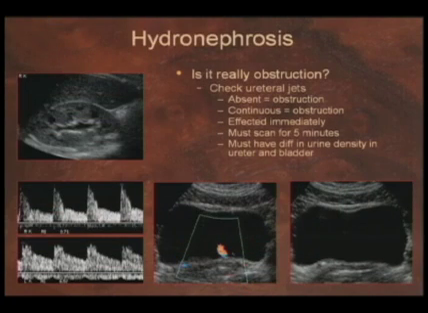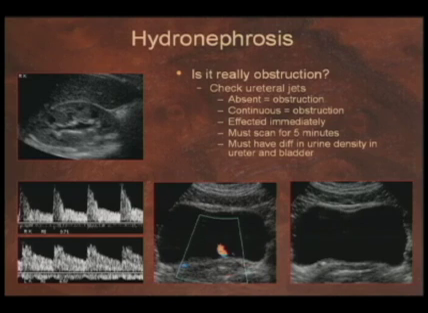Now, another way to get indirect evidence about the presence or absence of obstruction is to look at the flow of urine out of the ureters and into the bladder. If the ureteral jets are absent on one side, that means that side is likely obstructed. If there is a low-level continuous flow of urine out of the one side, then that also likely indicates obstruction. Now, the advantage that ureteral jets have over resistive index measurements is that they're affected immediately when obstruction occurs, and they resolve immediately when obstruction is relieved.